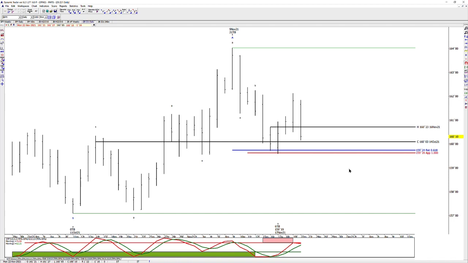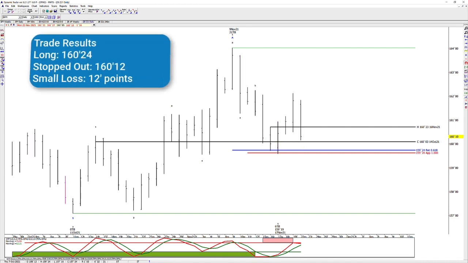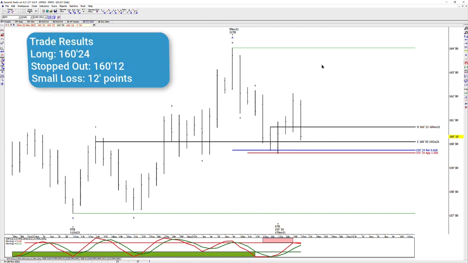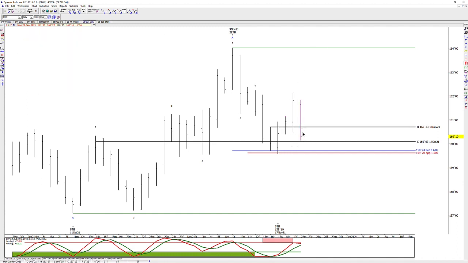Oh, stopped out the next day for a small loss. What a dramatic reversal that was. So we went from what looked like, at least, a pretty ideal A, B, C correction for potential continuation of this bull trend to a new high to a dramatic reversal down. So we're stopped out for a small loss.